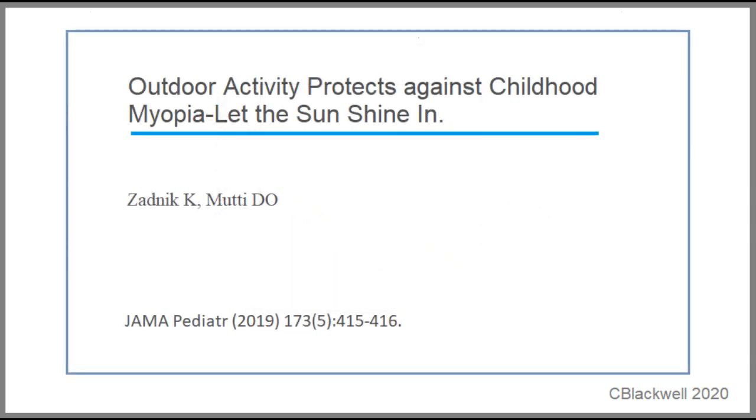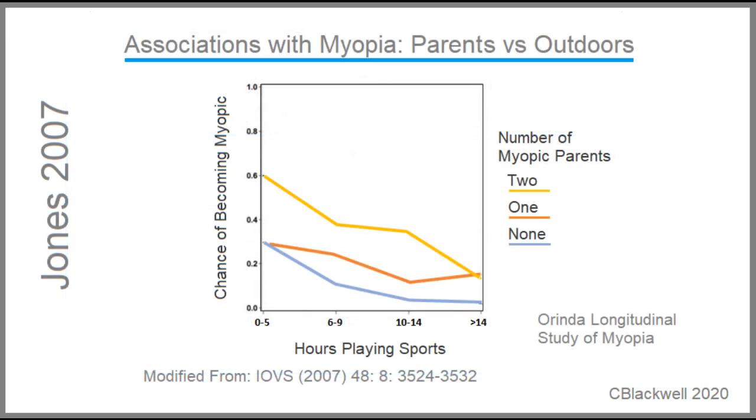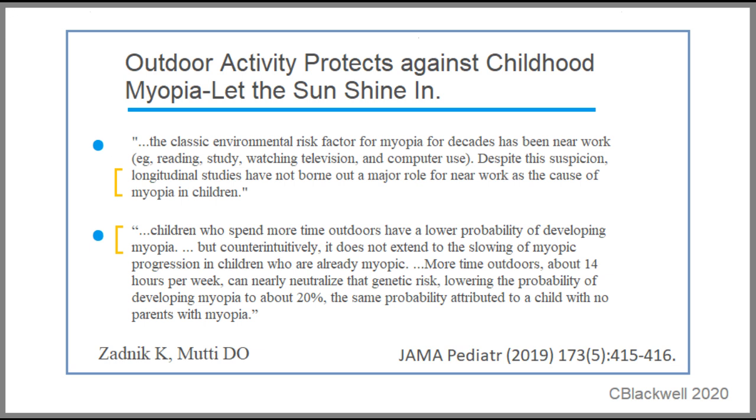In 2019, prominent researchers Zadnik and Moody published an editorial on their views of myopia causes, near work versus sunlight. Consider this as one side of an expert point-counterpoint argument. They identify outdoor time as important, specifically referencing the 2007 Jones graph. They do not find a convincing case for near work as a major cause of myopia. But puzzling that light exposure does not slow myopia once it is present.